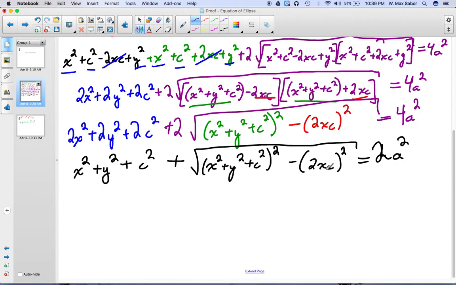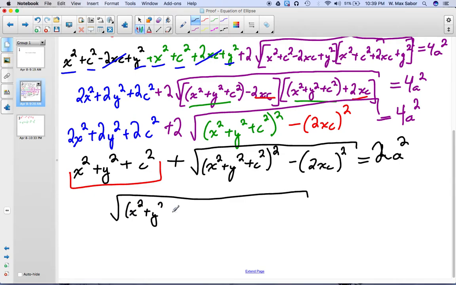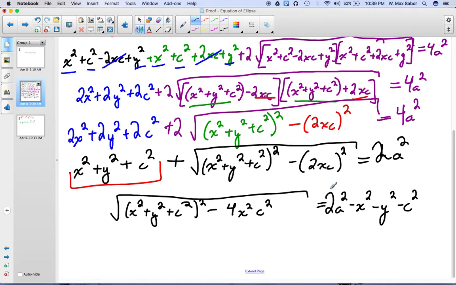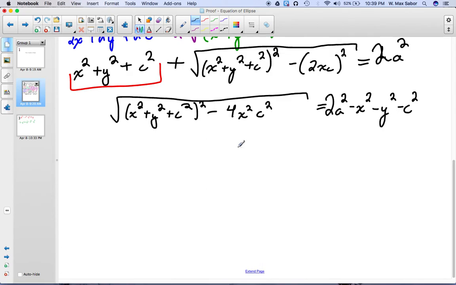Now let's move everything to the right side of the equation except for the square root, so then we can square both sides again. So moving these all over, we're going to be left with, on this side of the equation, just the radical, (x squared plus y squared plus c squared) squared minus 4x squared c squared equals 2a squared minus x squared minus y squared minus c squared. Square both sides. Oh, goodness.